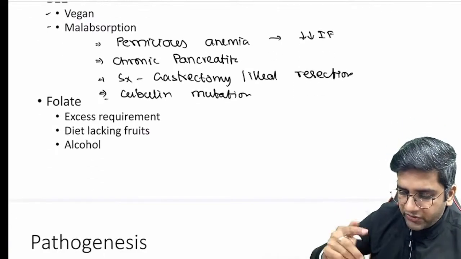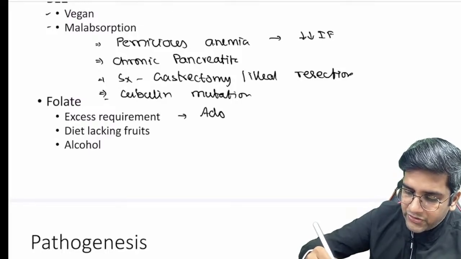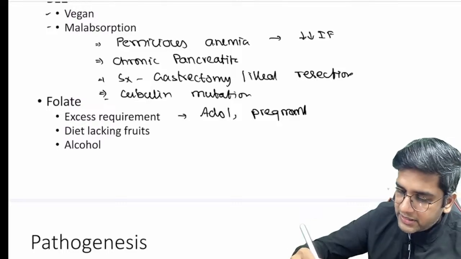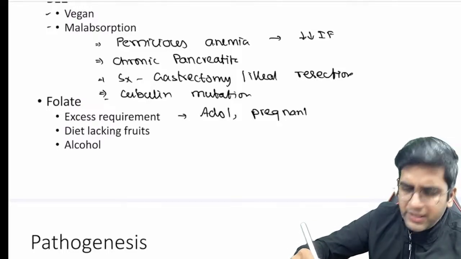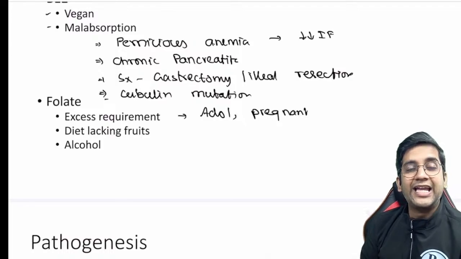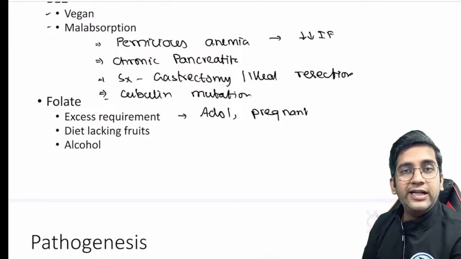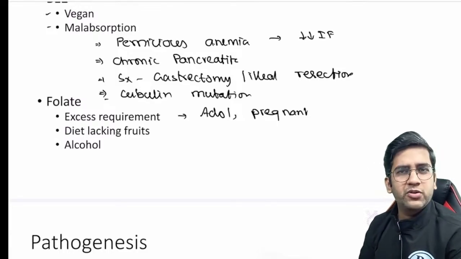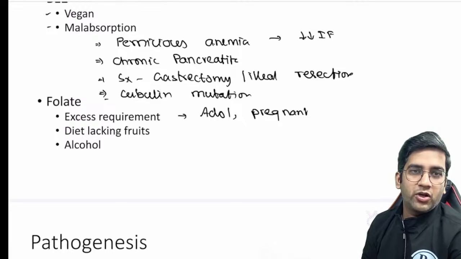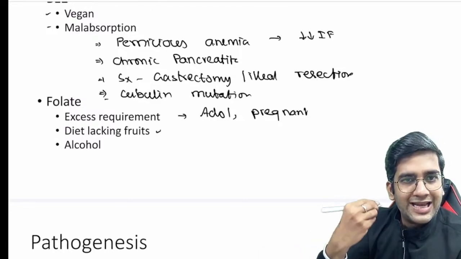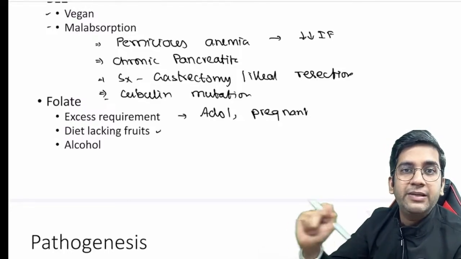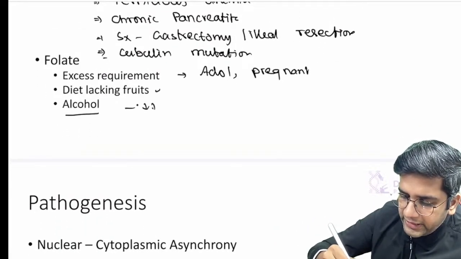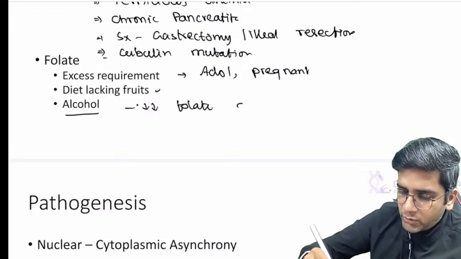Folate: one of the most important things is excess requirement, which means adolescents and pregnant women. In both of them, the excess requirement will definitely result in folate deficiency anemia. Then a diet lacking fruits and greens, because folate is destroyed when we cook. Meat, egg and milk have a good amount of folate, but when heated, it is lost. So fruits are the best source. When diets lack fruits and green vegetables which can be eaten without cooking, you'll have folate deficiency. And alcohol, because alcohol will definitely inhibit folate absorption. That can also cause it.